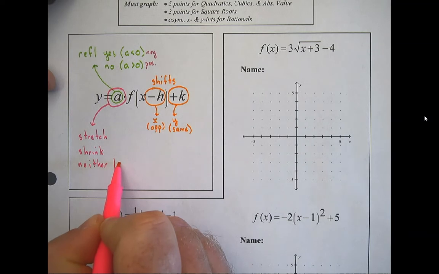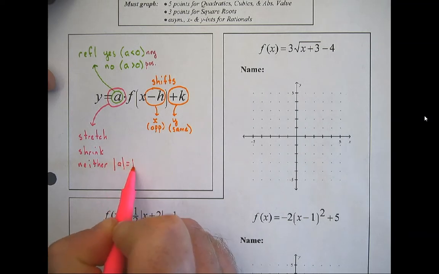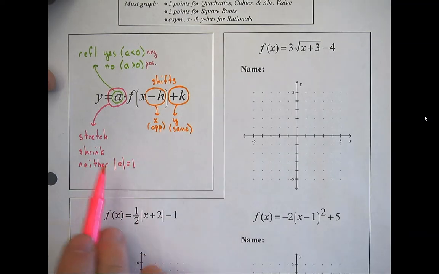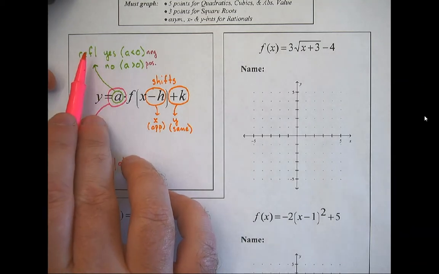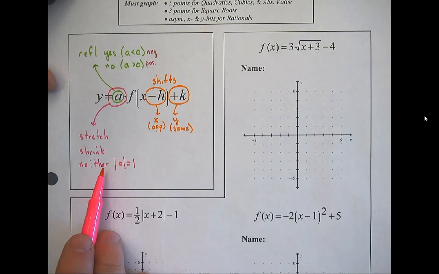So I'm going to look at the absolute value of a. Let's say that that's a -1 out in front. That means that I have a reflection. The negative means a reflection, and the 1 means that our graph is a neither. It didn't get stretched or shrunk.